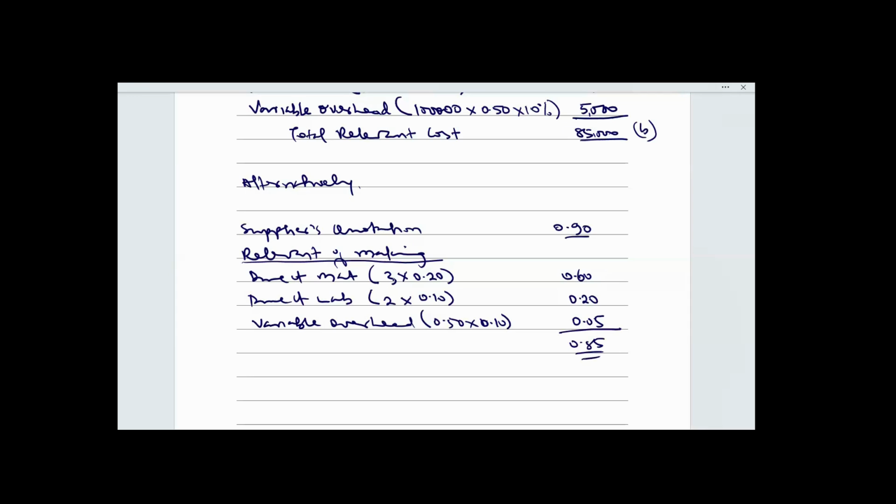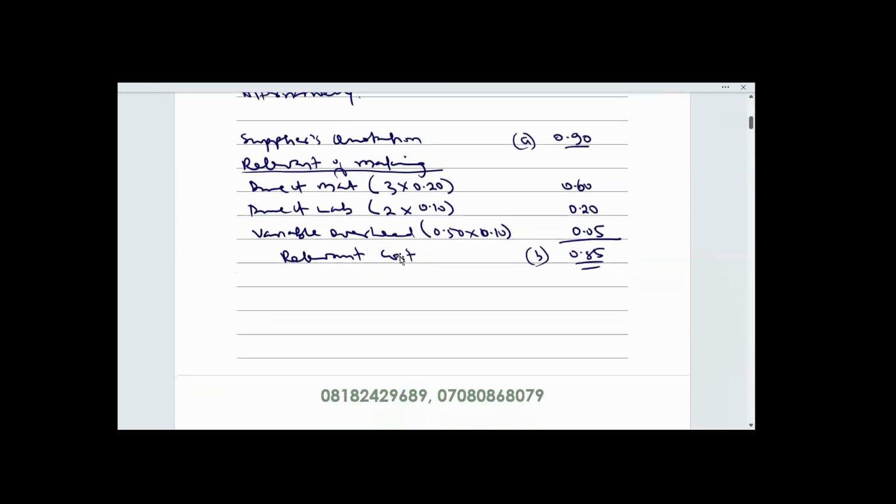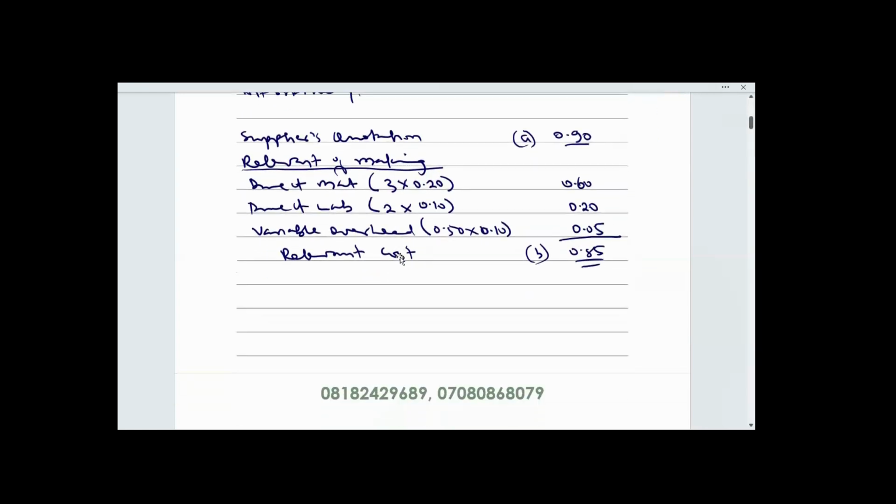So this one will be faster. This is what I will do if I'm the one solving the question on the day of the exam. Relevant cost per tube. Okay, so my decision will then be decision.